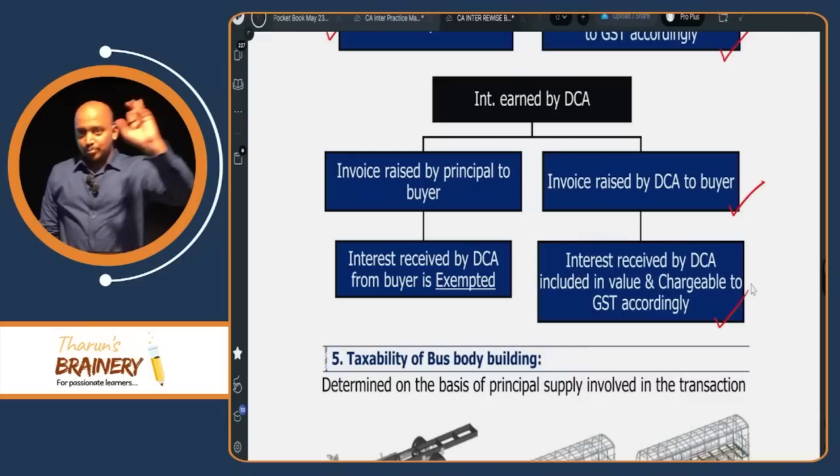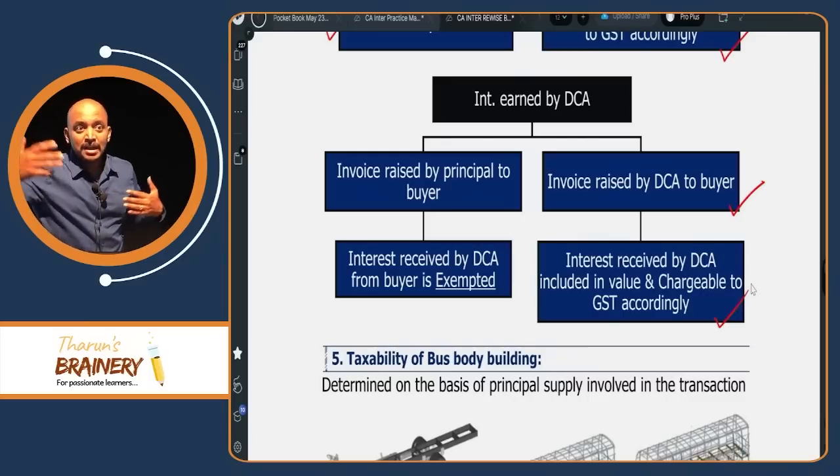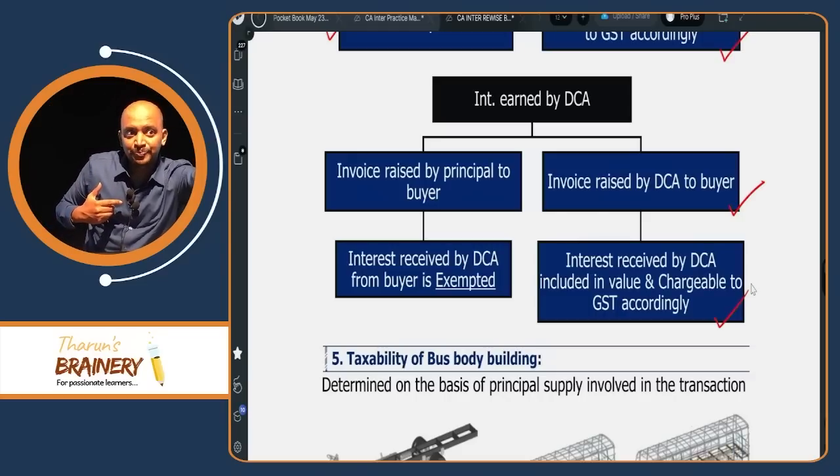Clear? Suppose I am not raising the invoice to you, but my principal has raised the invoice to you, then who is the supplier to you?